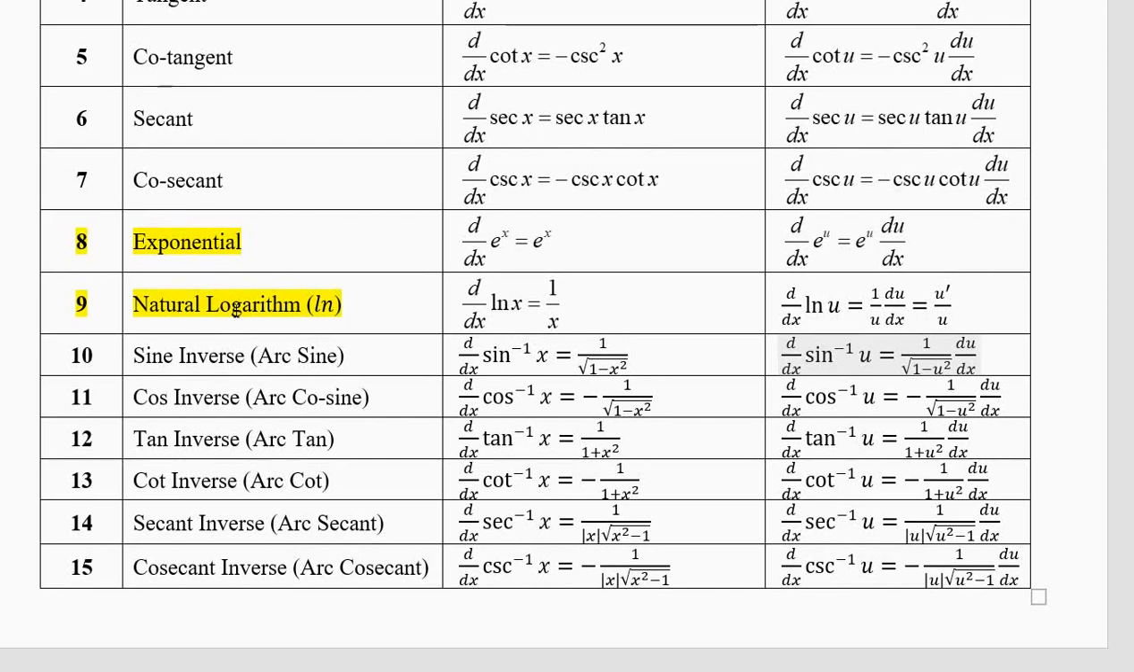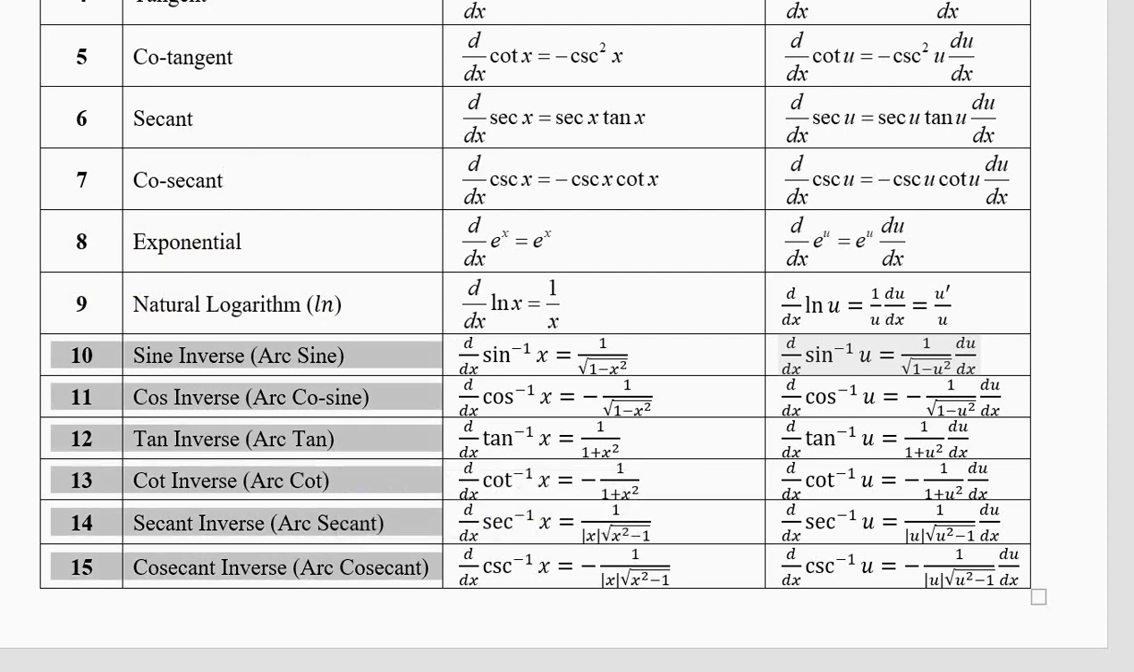Now this is natural logarithm, we write ln. So derivative of ln x is 1 over x. It is natural logarithm ln. Now there are 6 trigonometric functions and there are 6 inverse functions. Sine inverse is also called arc sine. Cos inverse is called arc cosine. Tan inverse, arc tan. Cot inverse, arc cot. Secant inverse is arc secant. Cosecant inverse is arc cosecant.